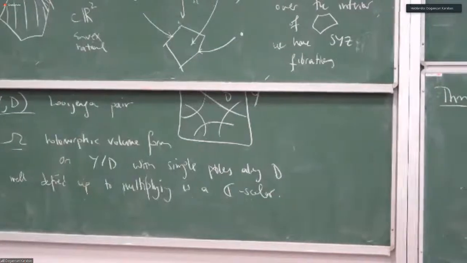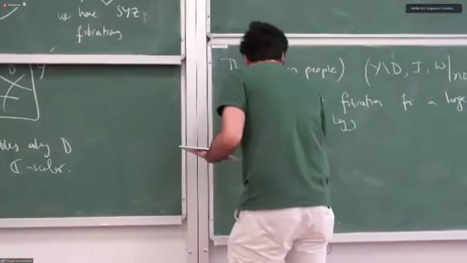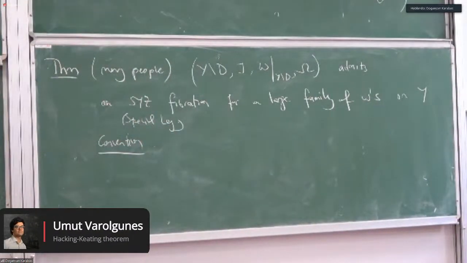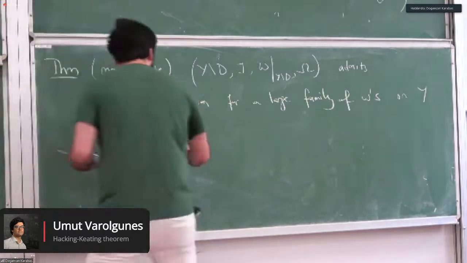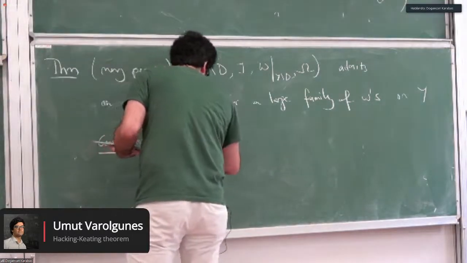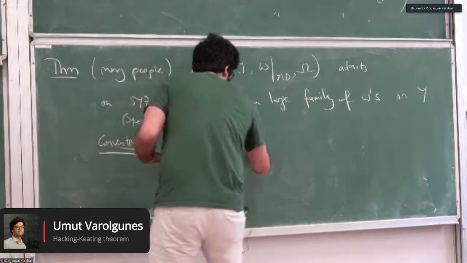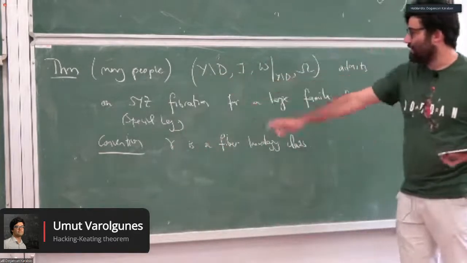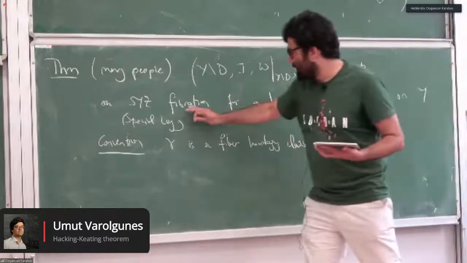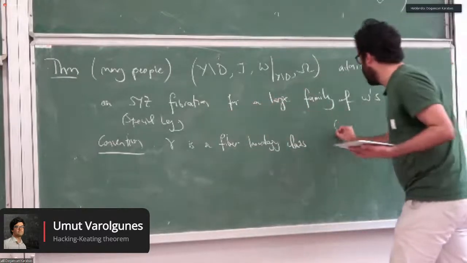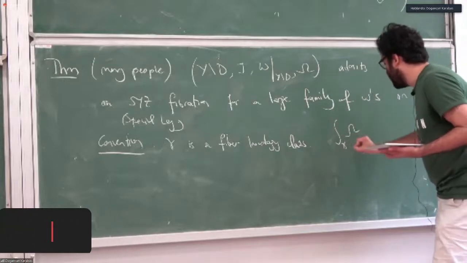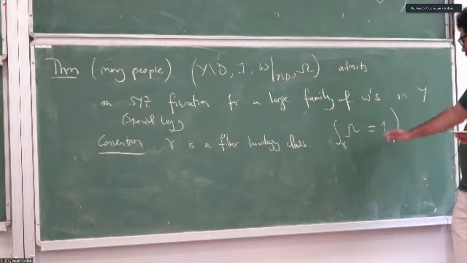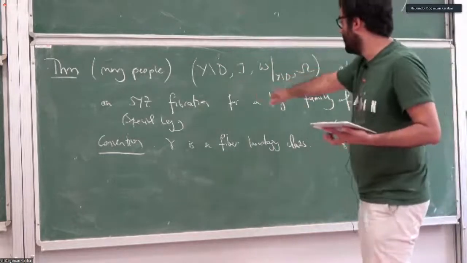And what I'm going to do here is set a convention. I will explain this convention a little bit more carefully later, but for now, let me just say that if gamma is a fiber homology class, so I'm talking about this SYZ fibration that there is going to be one, and it will satisfy the property that if I integrate this holomorphic volume form along a fiber, then I will just get one.